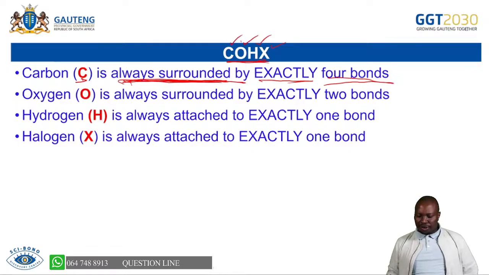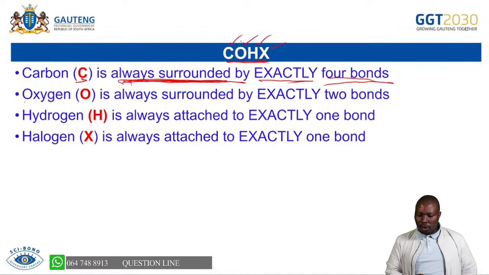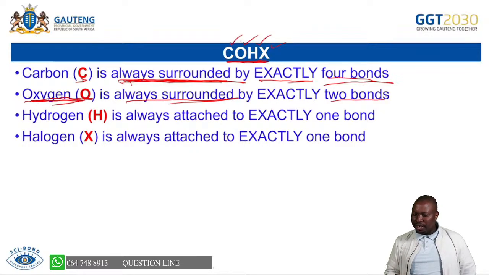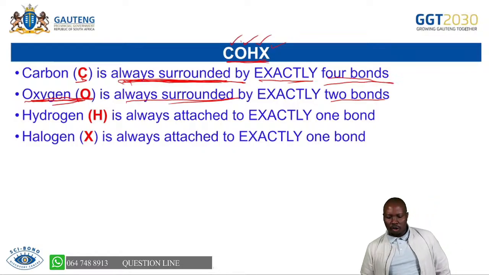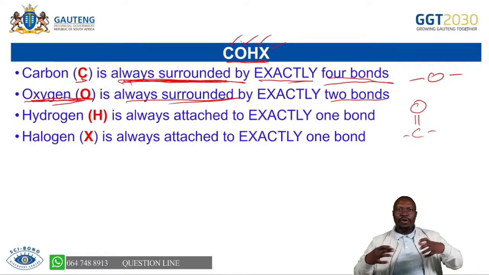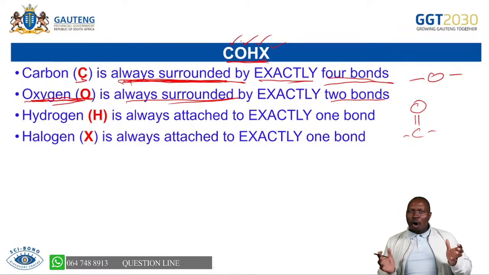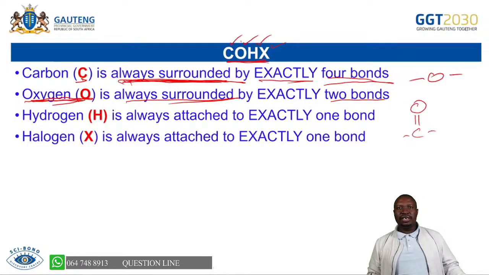Now let's go to oxygen, which is predictable as well. There must always be 2 bonds around oxygen, which means it's either a double bond, carbon double bond O, or oxygen bonded like that. But always around a carbon or oxygen, you will check how many bonds there are around it.